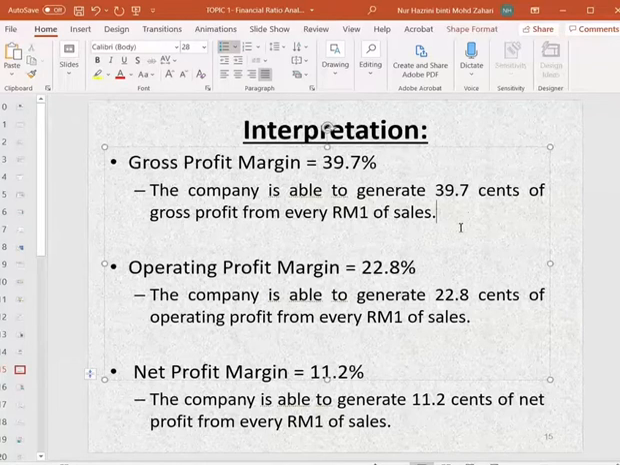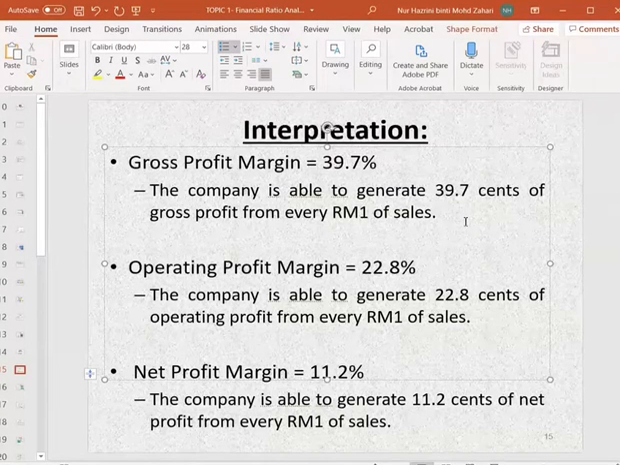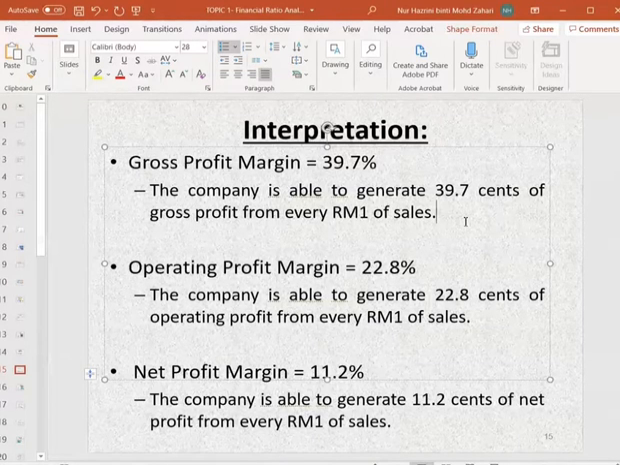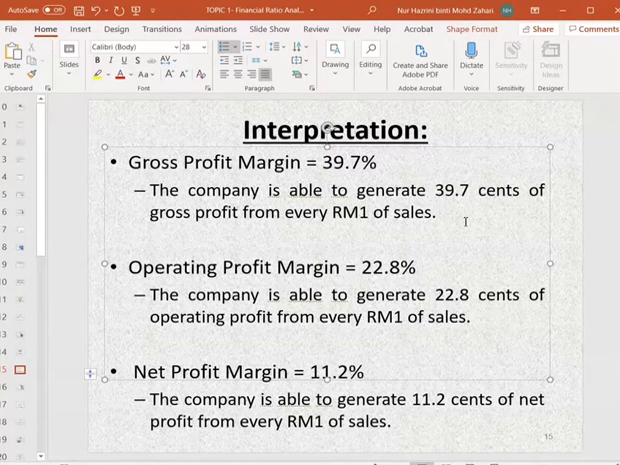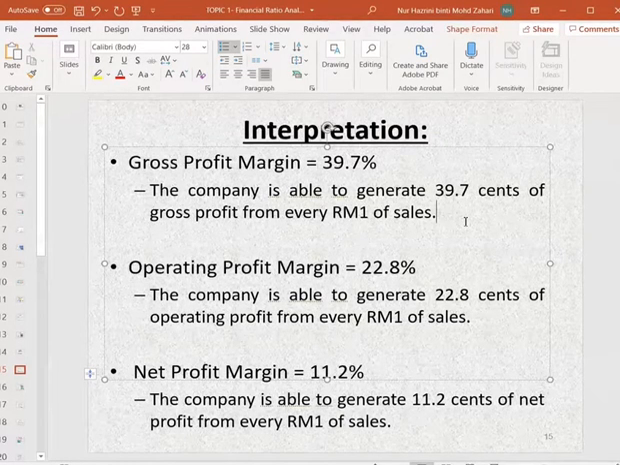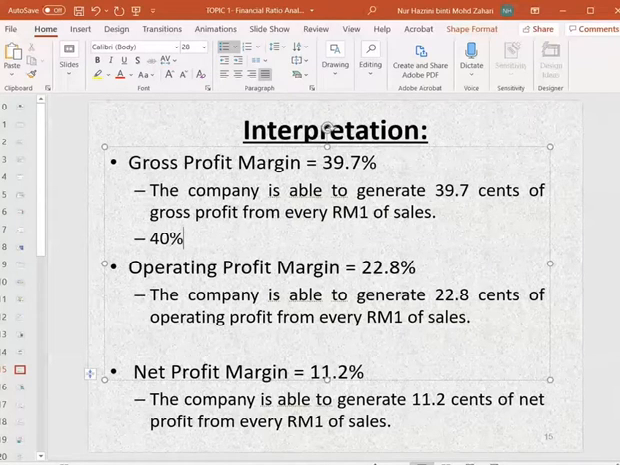So how to tell whether this one is good or bad? You need a comparison. If you are standing alone, you don't know whether you are good or bad. You will know when you are standing with another person, then you can see you are taller or shorter than him. So if you have 2 companies, or 2 years of performance, and your company is 39.7 and another company is 40%, it means that company is doing better.